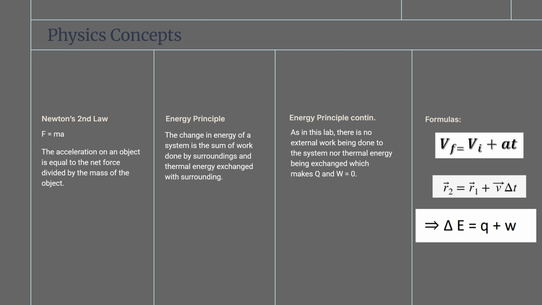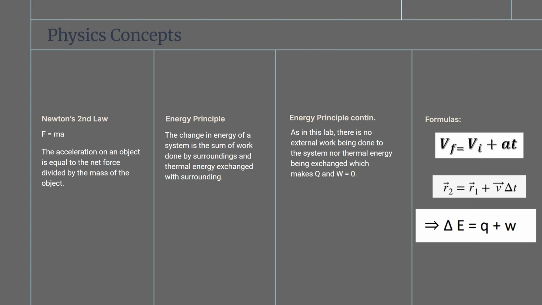Now, a physics concept one must know before doing the lab is Newton's second law, F equals ma, or the acceleration of an object is equal to the net force divided by the mass of the object. Now, in the energy principle, the change in energy of a system is the sum of work done by the surroundings and thermal energy exchanged with the surroundings.